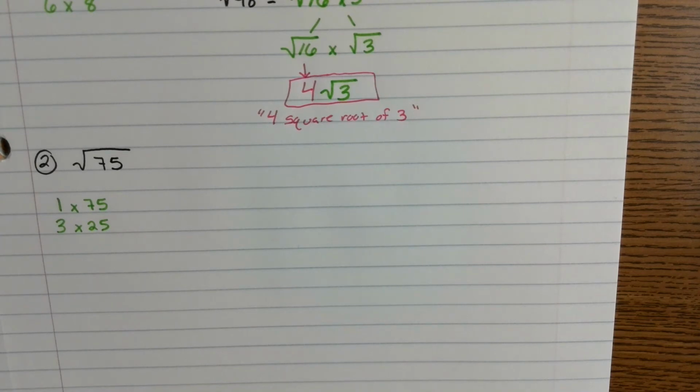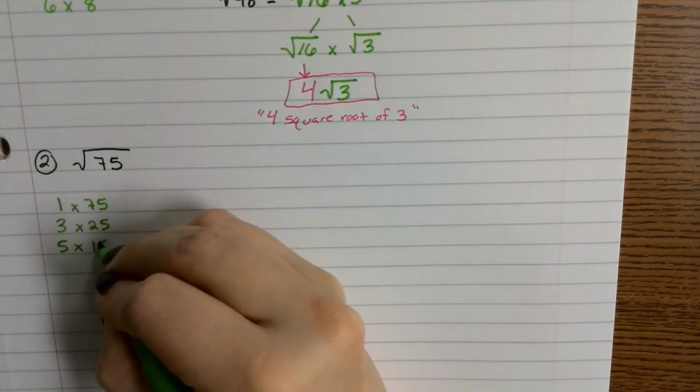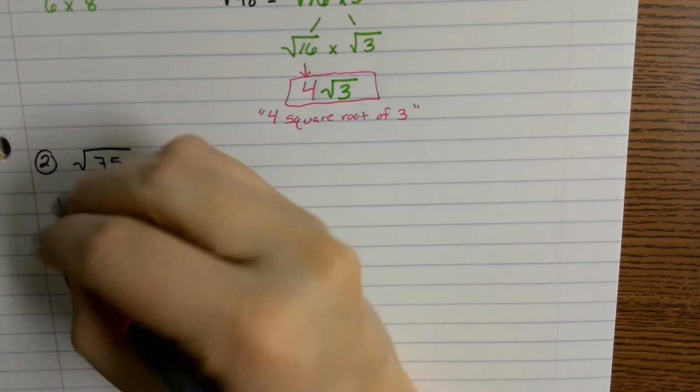Any others? Salman? 5 times 15. That's it. Those are the only factors that 75 has. Anything up here a perfect square? What? 15 is not perfect. 25 is.